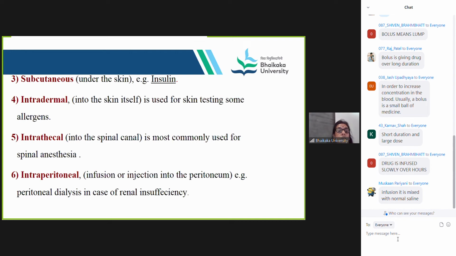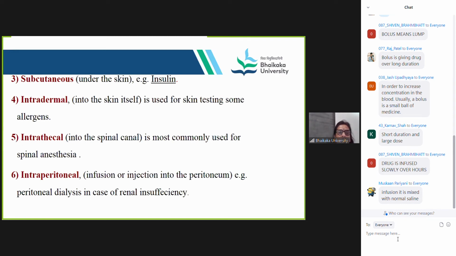The other route is intradermal, that is, the drug has to be given into the skin. Especially with intradermal, there are certain skin testings which are done for some allergens, as well as the Mantoux test, especially for tuberculosis patients. For these tests, the intradermal route is used.